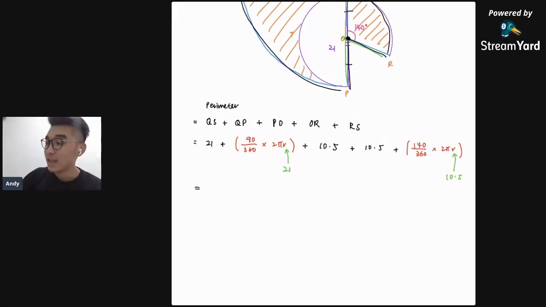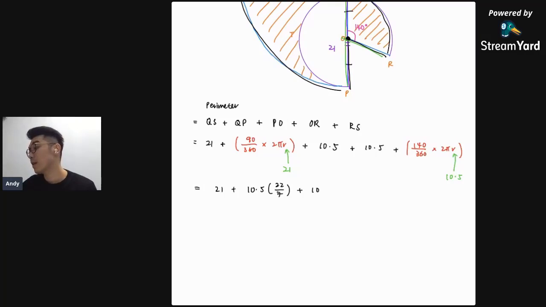And let me use a calculator to find out. So this is 21 plus 90 divided by 360, which is 1 over 4, times 2 pi r. So it's basically 10.5 times 22 over 7.